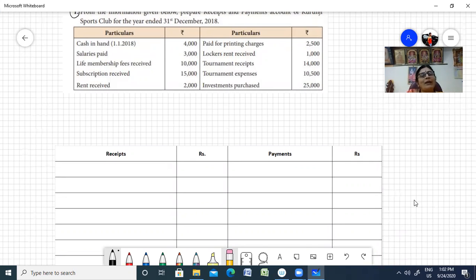Now you have an opening balance. If it's a positive balance, it's going to be on the debit side. If it's a negative balance, it's going to be on the credit side. So you have cash in hand to begin with, 4,000. So let us start this. Let us write debit and let us write credit.